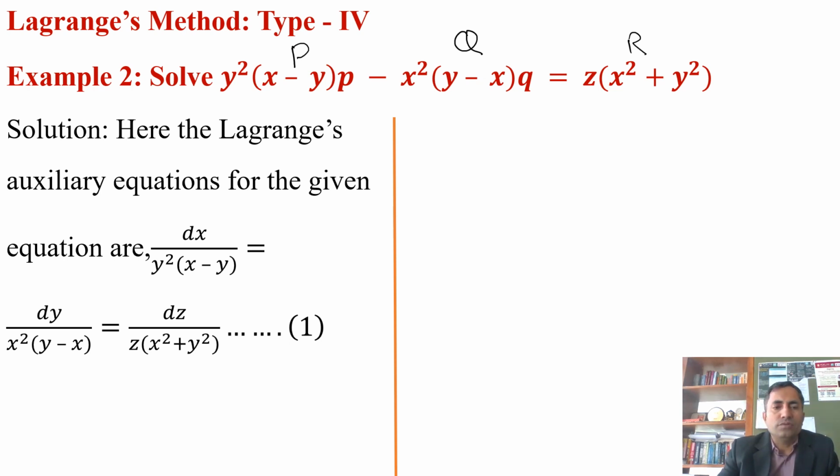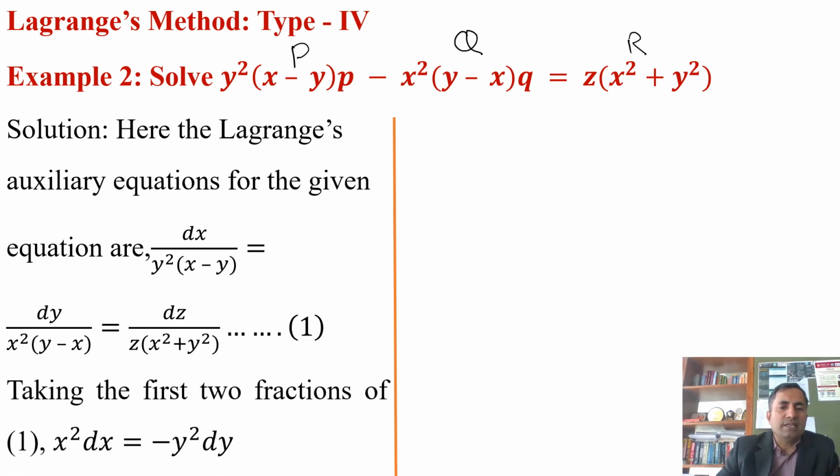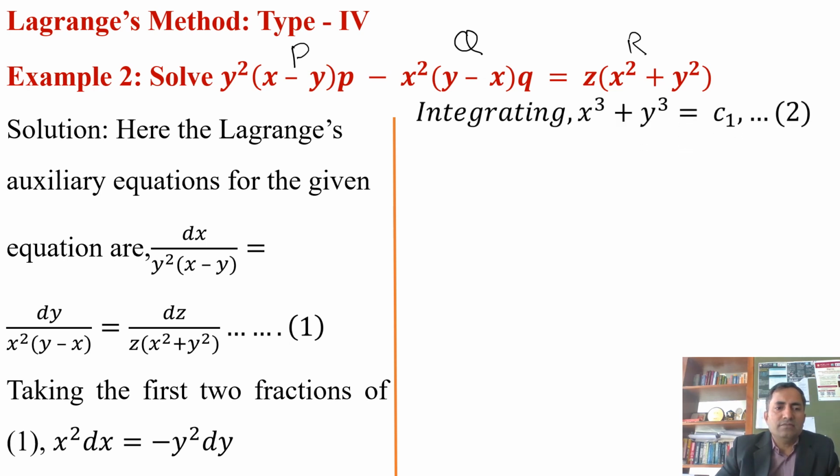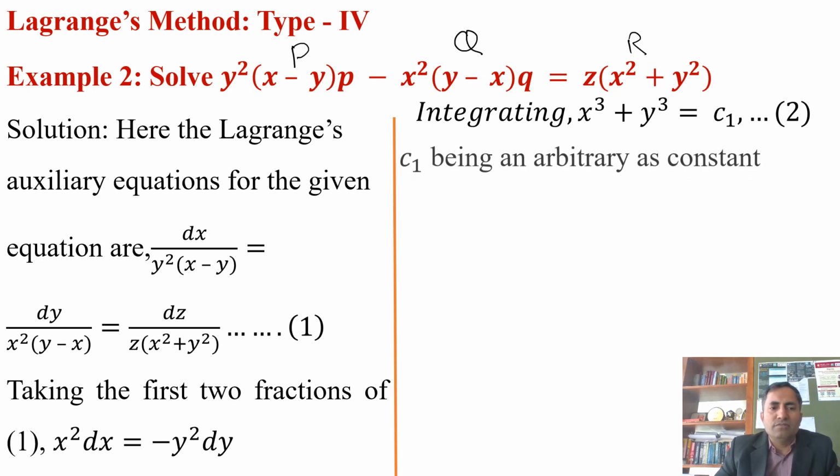Okay, so by taking the first two fractions, what we get here, you can see, x minus y will be cancelled here, and it will be x square dx is equals to minus of y square.